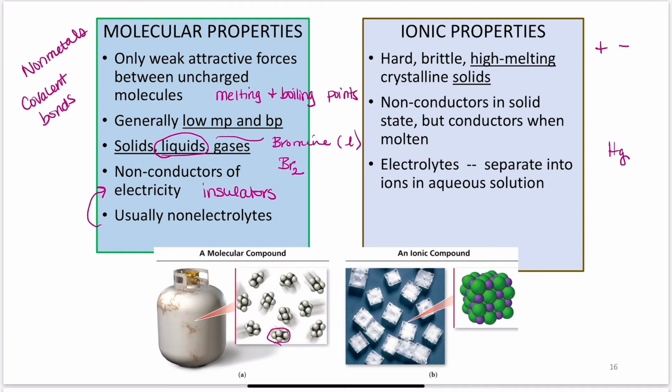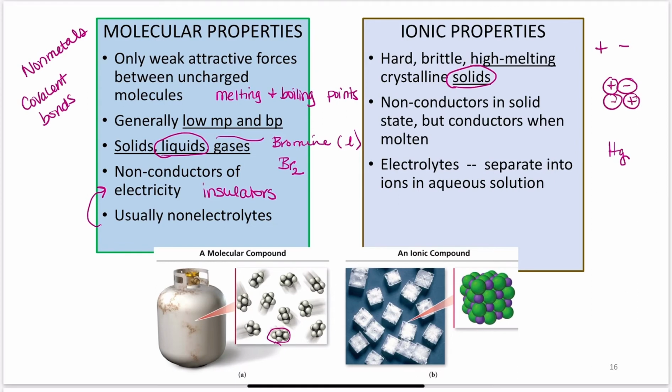Ionic compounds, on the other hand, are hard, brittle, high melting crystalline solids. Notice the word solid. The only metal that is not a solid at room temperature is mercury. It is a liquid, a very heavy, very dense liquid. Ionic compounds tend to be very hard. We're holding together particles that have oppositely charged attractions. They really like each other. They're going to be very hard.